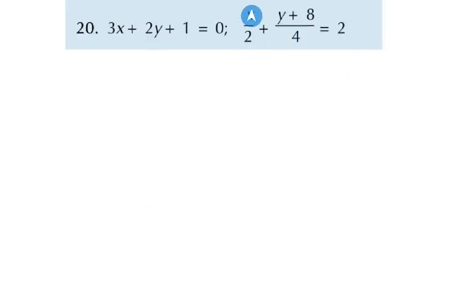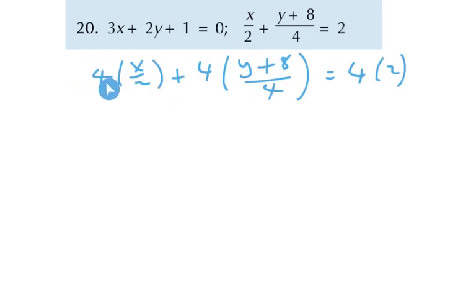Okay, let's deal with this side here. What's the lowest common multiple? We're going to multiply it by 4, which is going to get rid of this. So let's do that. There's the equation multiplied by 4. This is multiplied by 4 and this and this. So now let's just simplify it out.